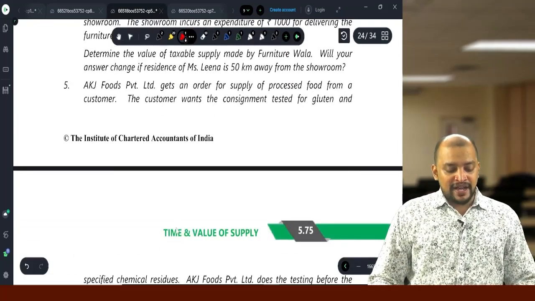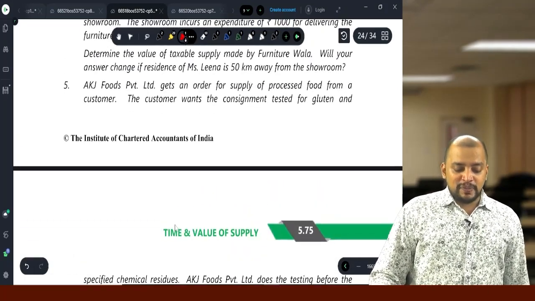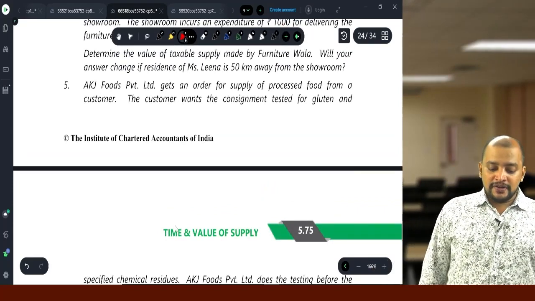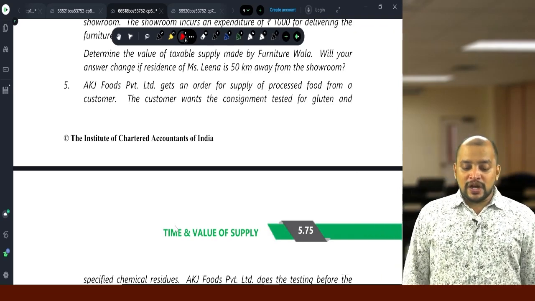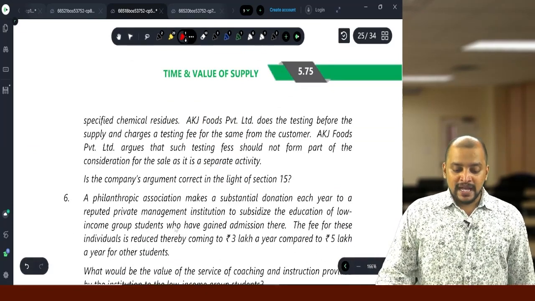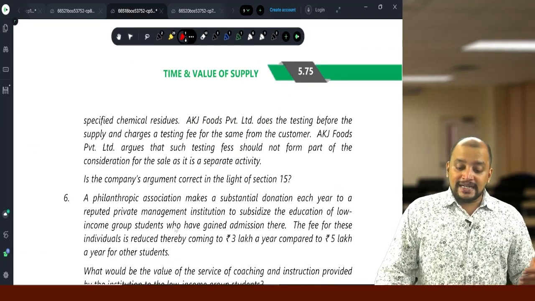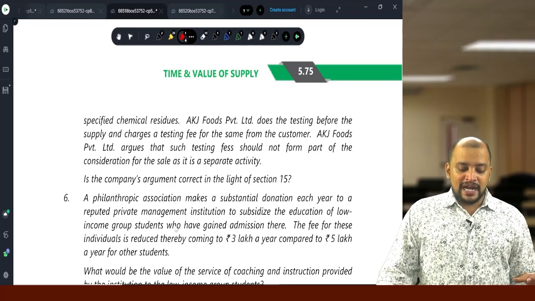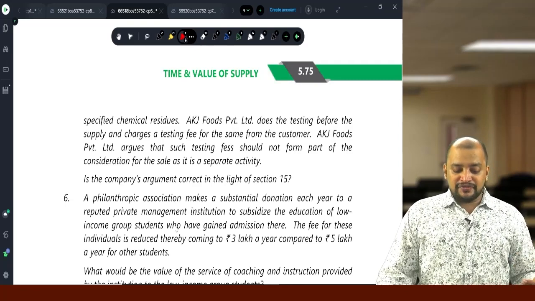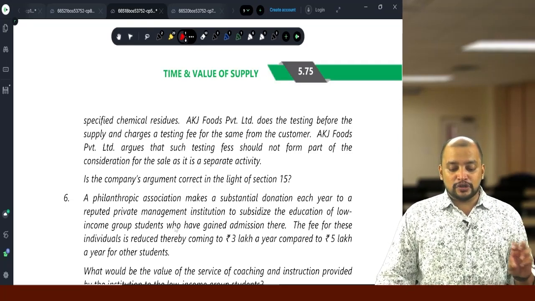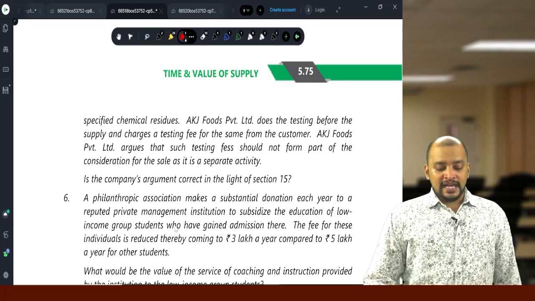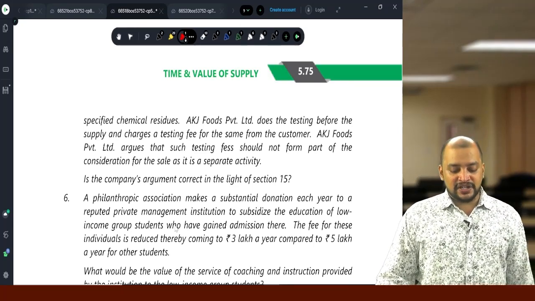Then question number 5. ICAI Foods Private Limited gets an order for supply of processed food from a customer. The customer wants the consignment tested for gluten and specified chemical residues. ICAI Foods Private Limited does the testing before the supply and charges a testing fee for the same from the customer. ICAI Foods Private Limited argues that such testing fee should not form part of the consideration for the sale as it is a separate activity. Is the company's argument correct in light of section 15?